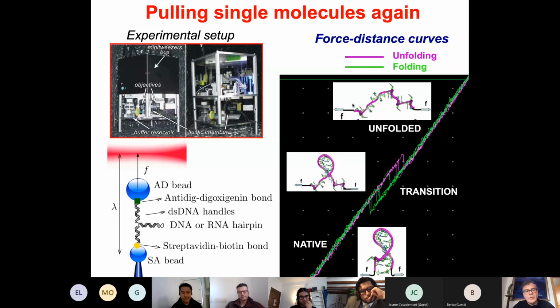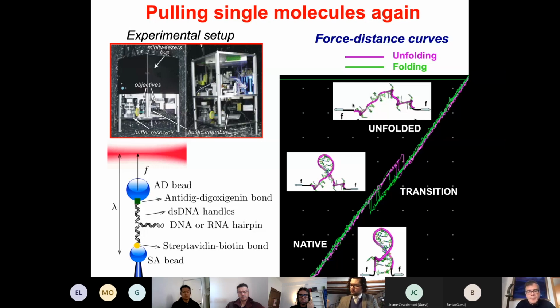So let me just come back to this presentation. When you pull a DNA hairpin, you can go from the native to the unfolded state just by increasing the force above 50 piconewtons. That's an animation of the experiment, okay? So the molecule is repeatedly folded and unfolded, and you can do this with DNA hairpins, and with RNA hairpins. The interesting thing is that you can also do it with proteins.